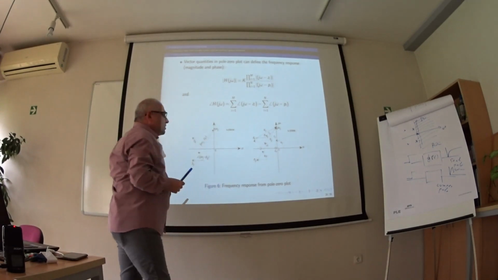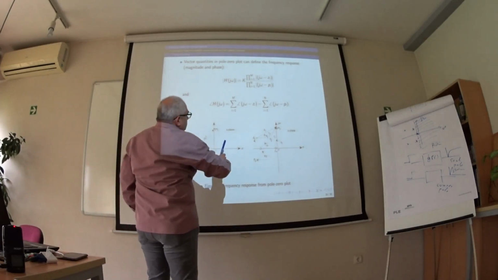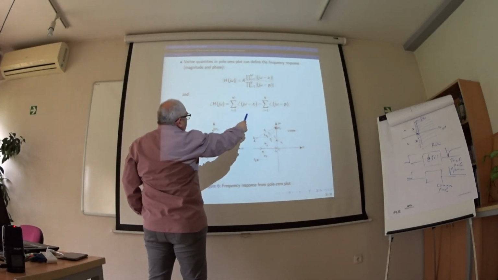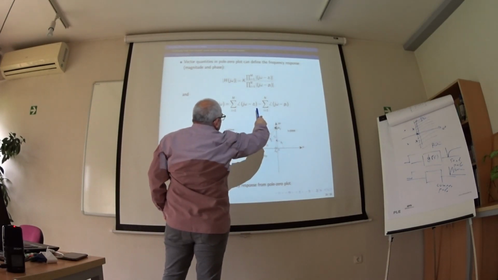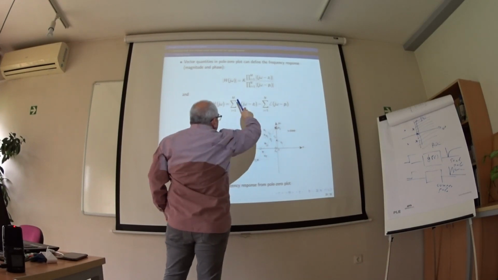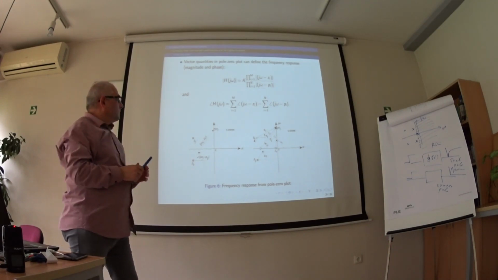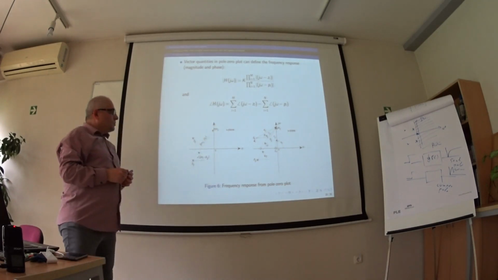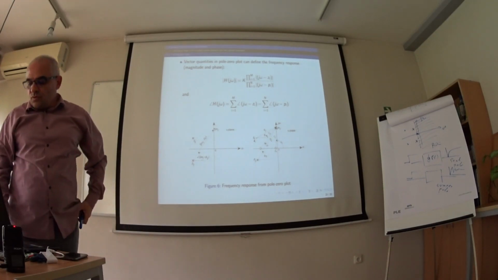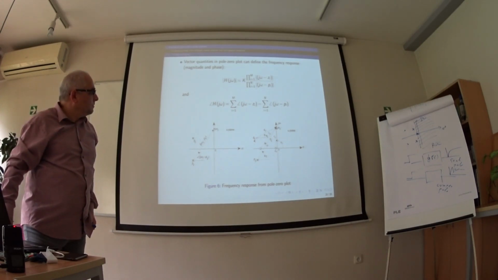For the zeros, the situation is the same, but we can sum all the angles determined by the poles and sum all the angles determined by the zeros, and if we subtract them, we will get the phase response at that frequency. Similar thing for the magnitude response. All pole-zero plots actually can be very useful to analyze the system.